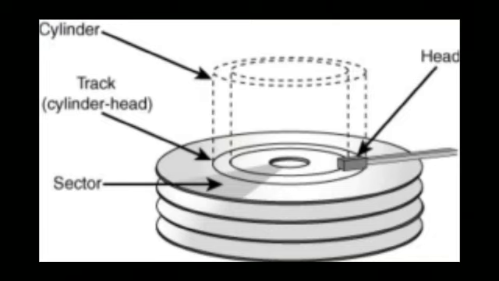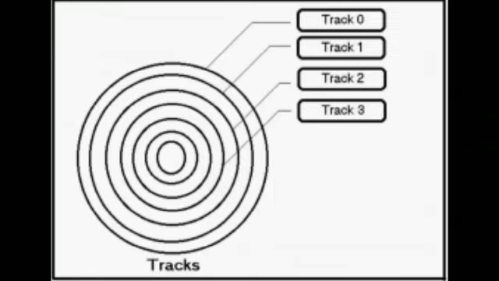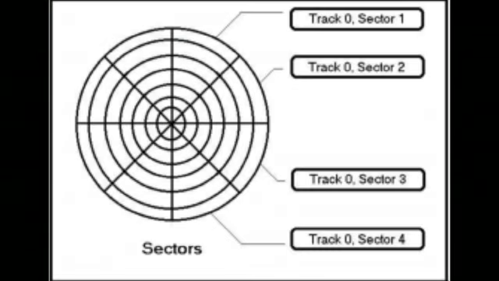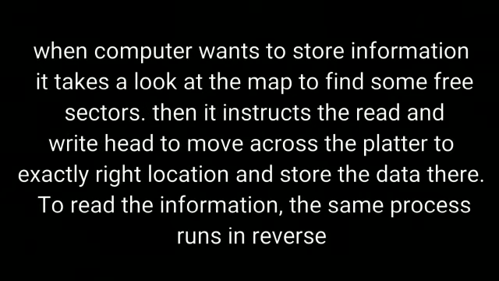Each track is divided into a number of sectors and the information is stored there. Your computer stores data on its hard drive. The data is stored in a very orderly pattern on each platter. Data is arranged in concentric circular paths called tracks. A track is broken into smaller areas called sectors. Part of the hard drive stores a map of which sectors have already been used up and which are still free. When the computer wants to store new information, it takes a look at the map and finds some free sector. It instructs the read and write head to move across the platter to exactly the right location and stores the data there. To read the information, the same process runs in reverse.